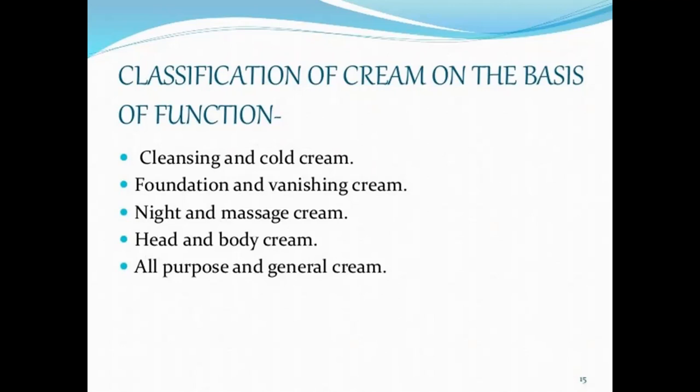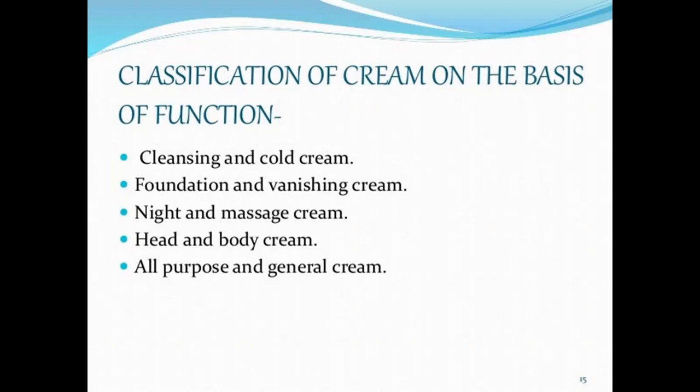Some emulsifying agents used in the preparation of cold cream are borax and beeswax. Cold cream is an emulsion of water in a large amount of oil. That's why it is a W/O type of emulsion. While vanishing cream is the opposite of cold cream, in which it is an oil in water type of emulsion.